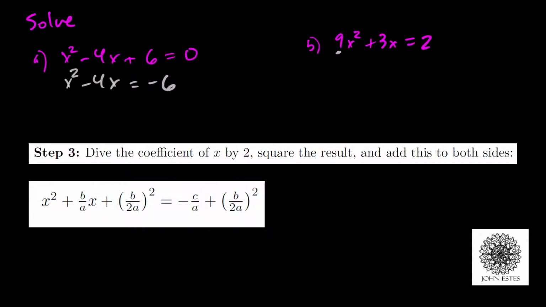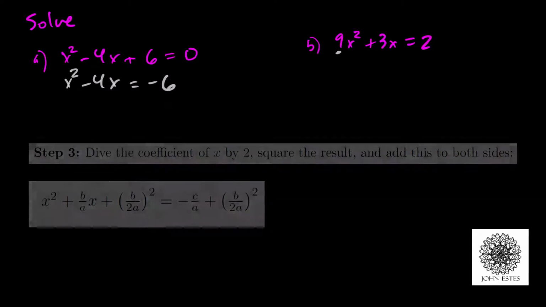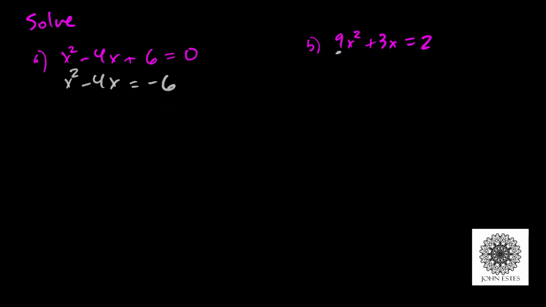You take the coefficient of your linear term, that's your middle coefficient, you divide by 2, square that result, and add it back into both sides. Okay, so let's try to do that here. I'm going to take my linear coefficient and divide it by 2. You divide it by 2 every time, and I get negative 2. Then I take negative 2 and square it to get 4. And then I'm going to add that back in to both sides.